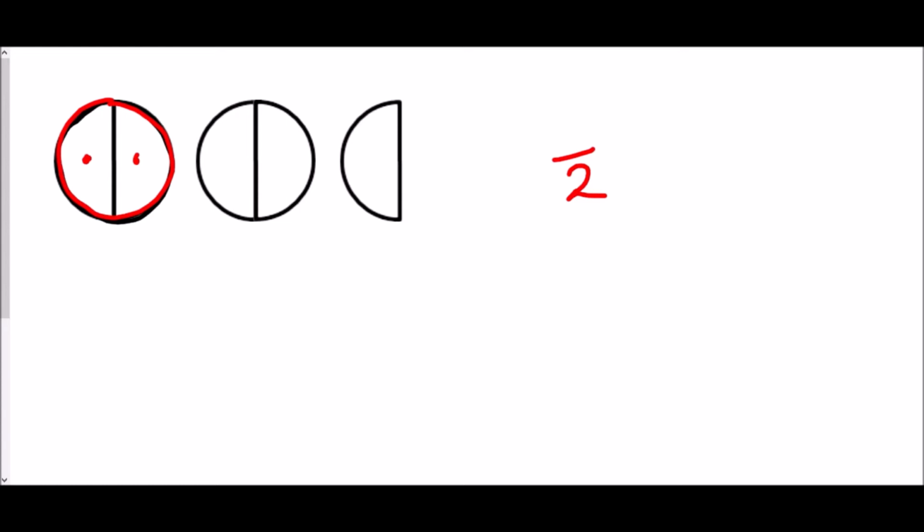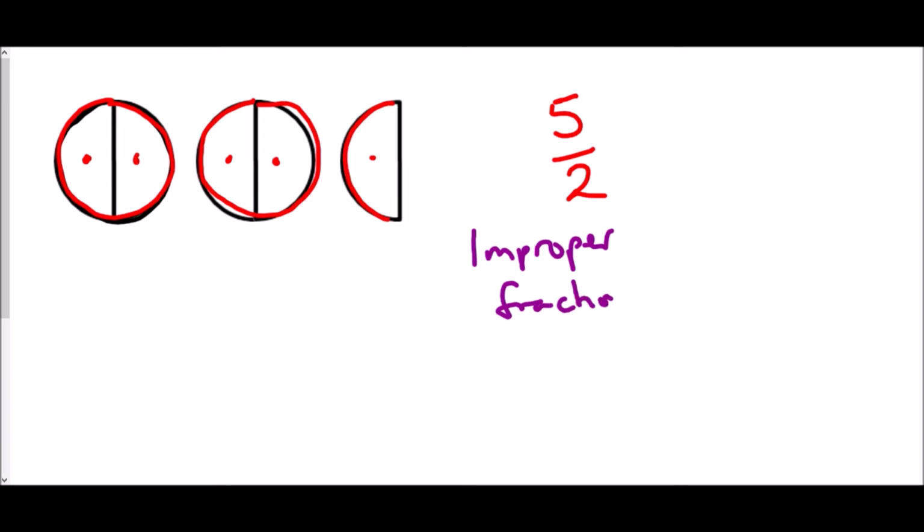Now the question is, if I were to count up everything that is in this diagram, how many halves do I have? Well, that is 1, 2, 3, 4, and then half of one, so that is another 1, that is 5 over 2. Now 5 over 2 is what is known as an improper fraction. It's an improper fraction because the numerator is larger than the denominator, so the top is bigger than the bottom. Some people sometimes call them top-heavy fractions because the top is heavier than the bottom.